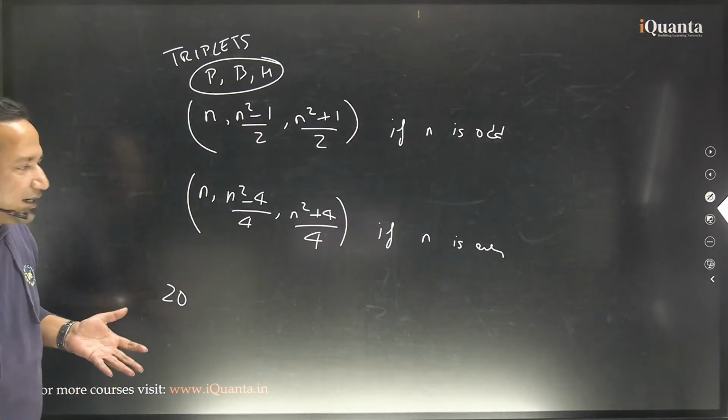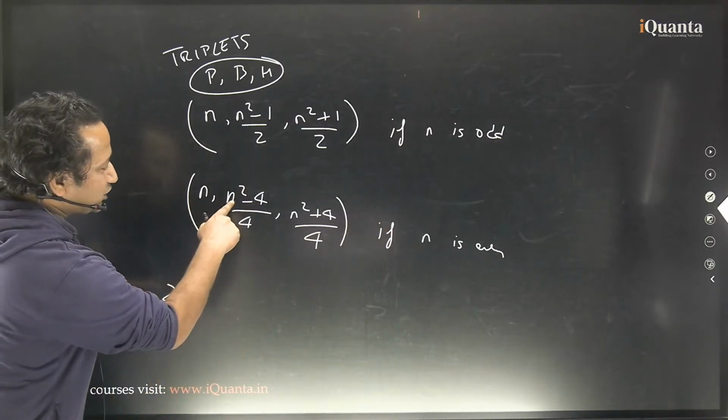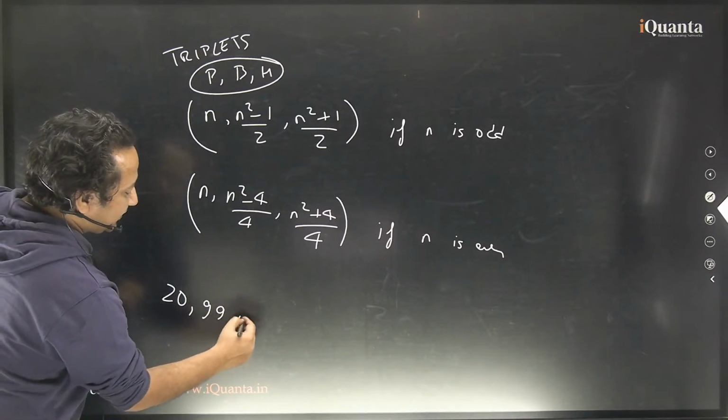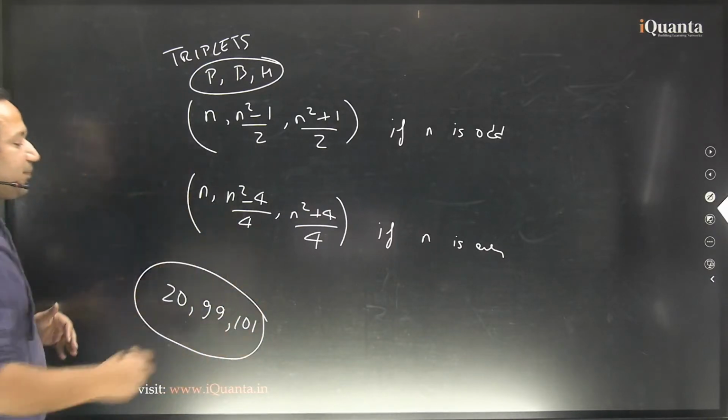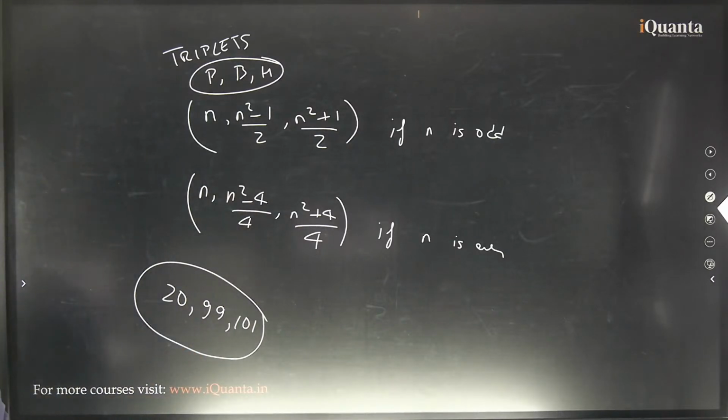If it's a right angle triangle, n is given, 20 is given, you will put it here. 20 square is 400 minus 4, 396. If you solve it, you get 20, 99 and 101. This is how you'll be able to get Pythagorean triplets just by knowing one side. So this can also help in geometry.